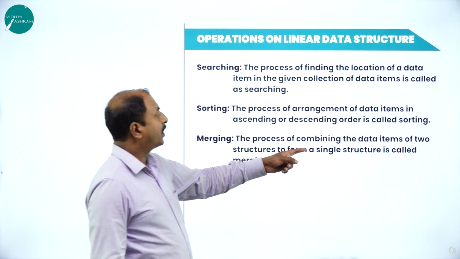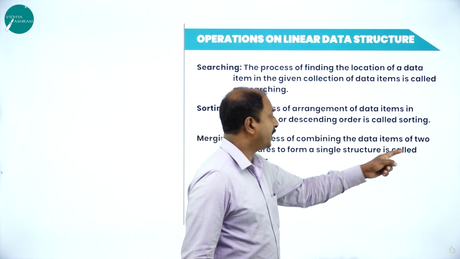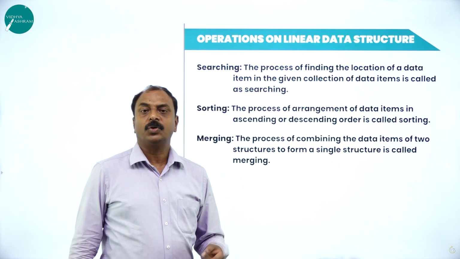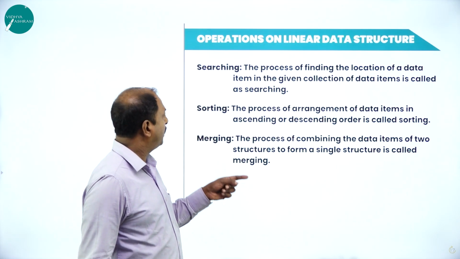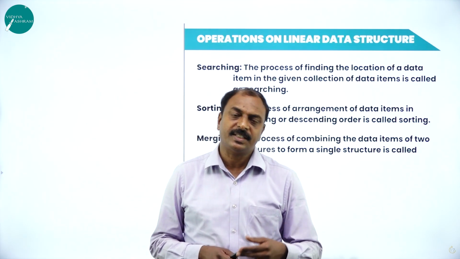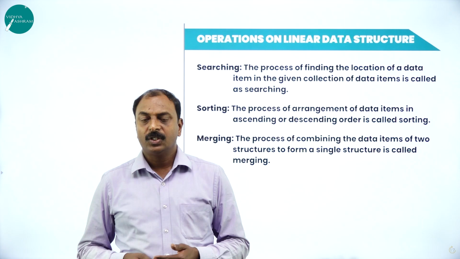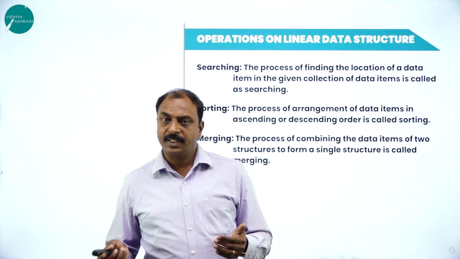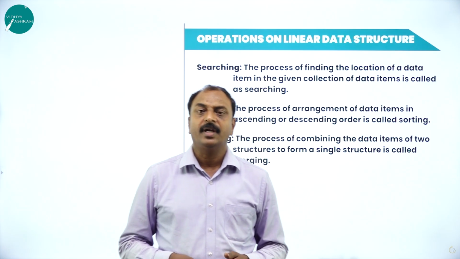Merging operation. The process of combining the data items of two structures to form a single structure is called merging. So it is combining the elements of two different structures into one data structure. For example, A is a data structure with 10 elements, B is a data structure with 10 elements. We merge those two data structures into data structure A. Then data structure A will have 20 elements.